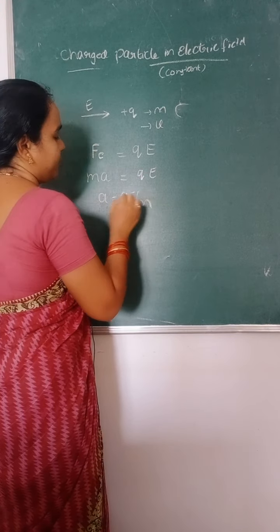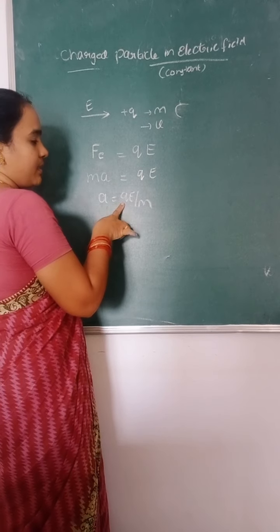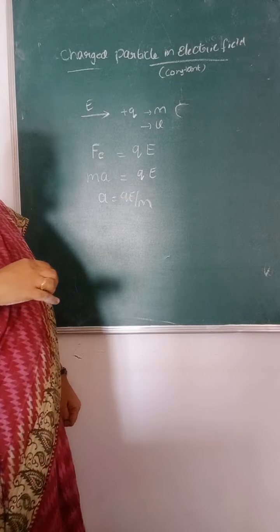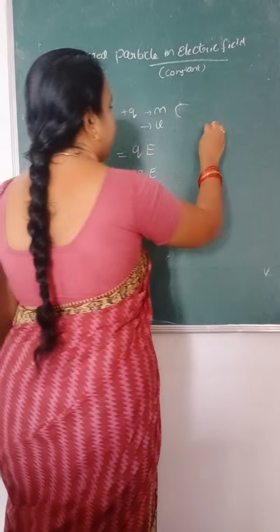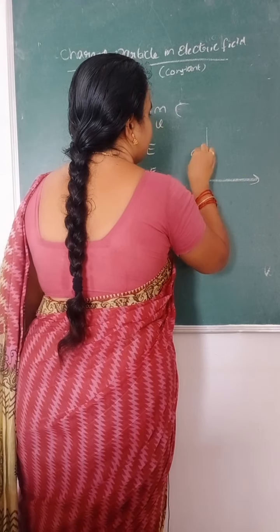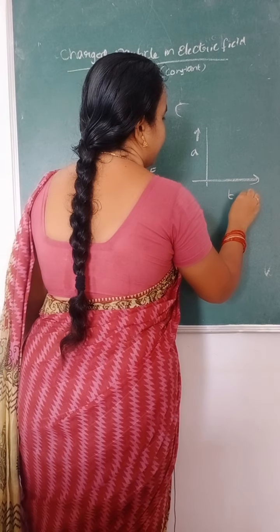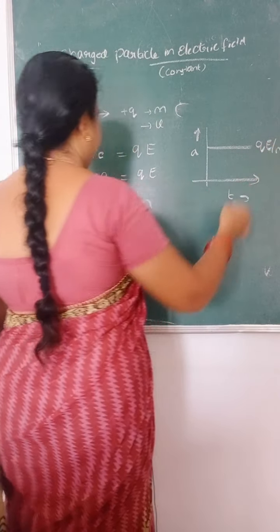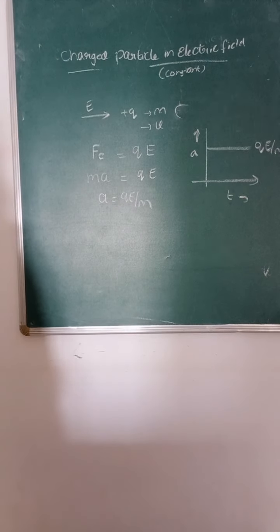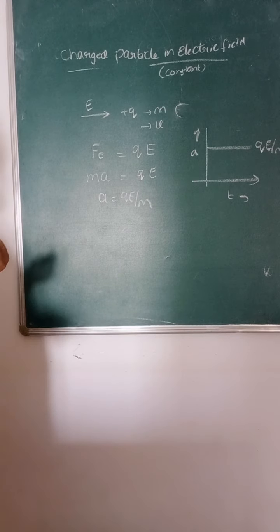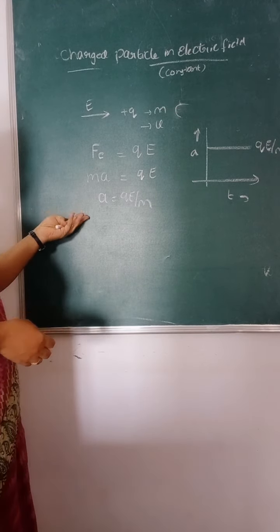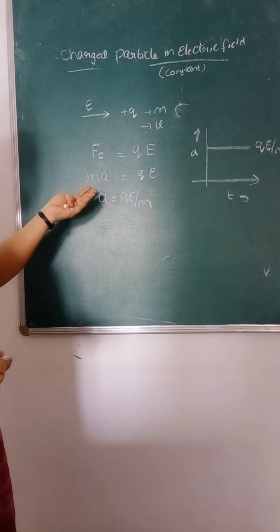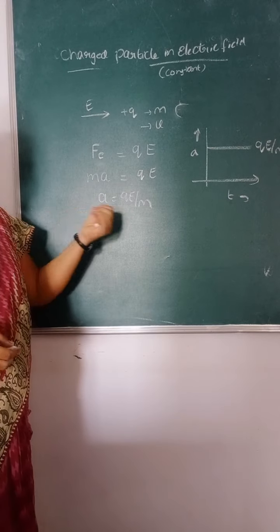qE by m. Here the charge of the particle is constant, the electric field is constant, and the mass of the particle is constant. So if you draw the graph between acceleration versus time t, it is a constant, that is qE by m. That is, the acceleration of the charged particle is uniform in a uniform constant electric field.